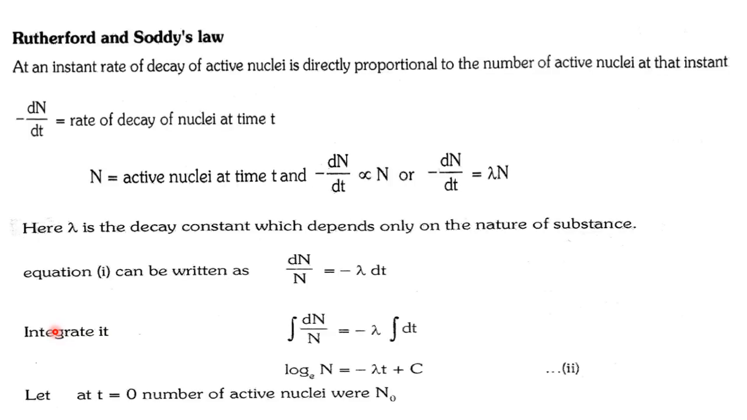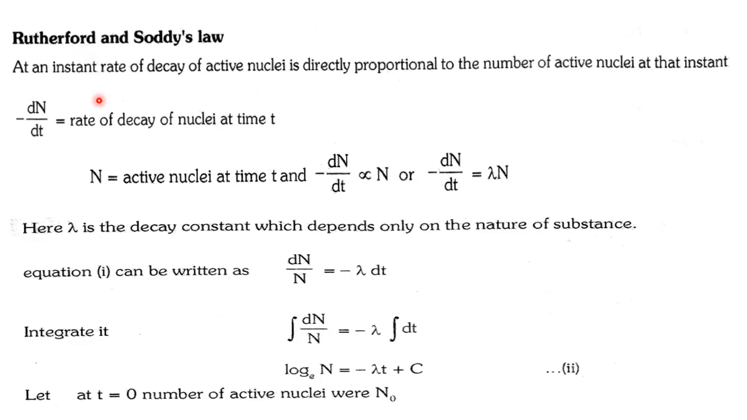In the first lecture of radioactivity, we discussed the basic concept of radioactivity and the different types of emission during the radioactive process, for example, alpha, beta, gamma. In this lecture, we are going to discuss the radioactivity law given by Rutherford and Soddy. So what is this law and what is the expression for this law?